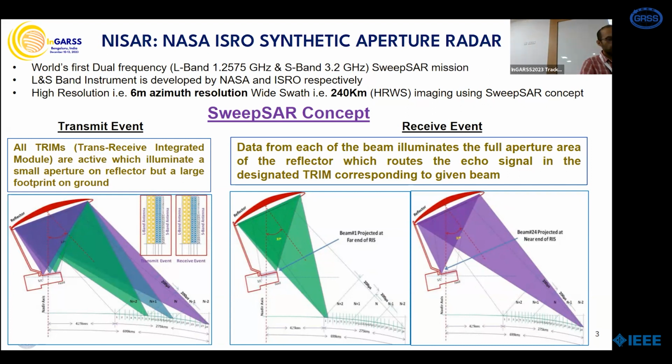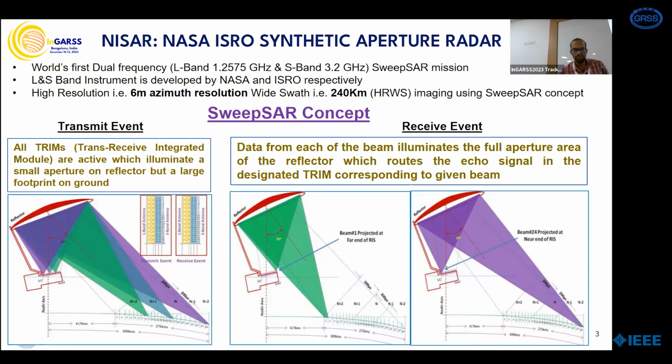For example, on the left hand side, you can see what we call the primary feed. We have 12 primary transmit-receive integrated modules for L band and 24 for S band. During the transmit event, all of these TR modules will be activated, and they will form a small aperture on the secondary reflector antenna, which will form a large footprint on the ground, imaging the full 240 kilometer swath.